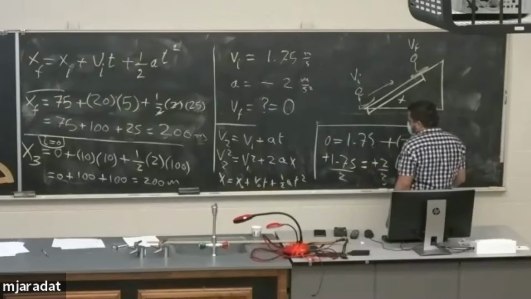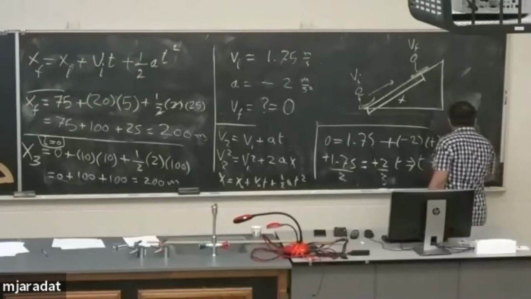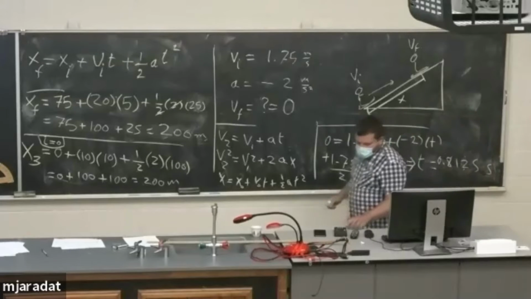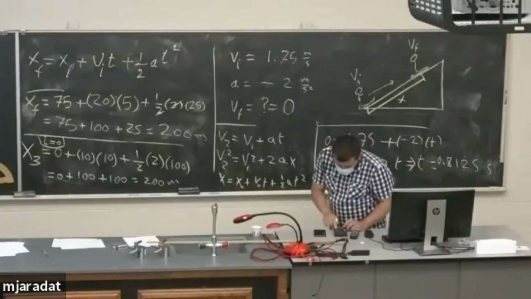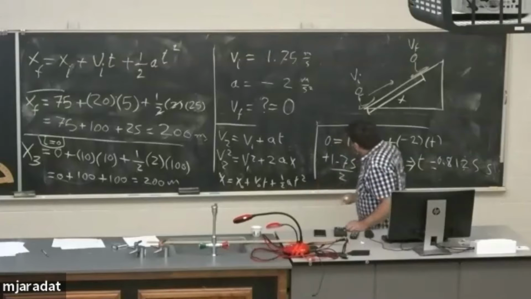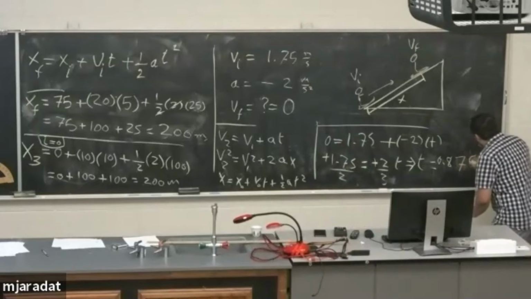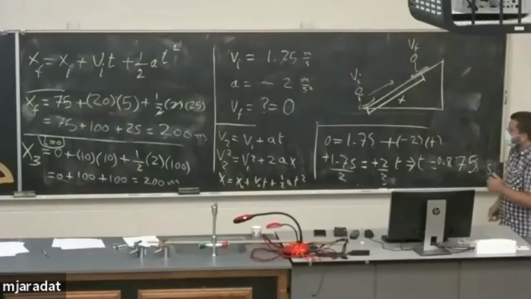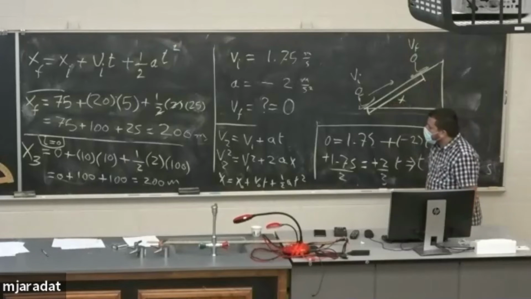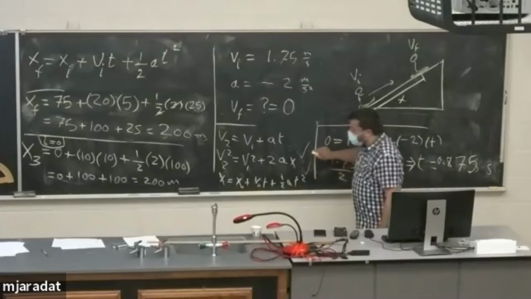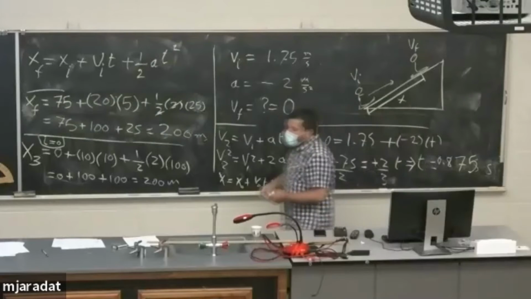Tell me please. I will divide it: 1.75 over 2, which is 0.875 seconds. Okay. This is the time. What if I ask you how much the displacement is? You can use now the second or the third. Okay. You can find it. Any question about this example?